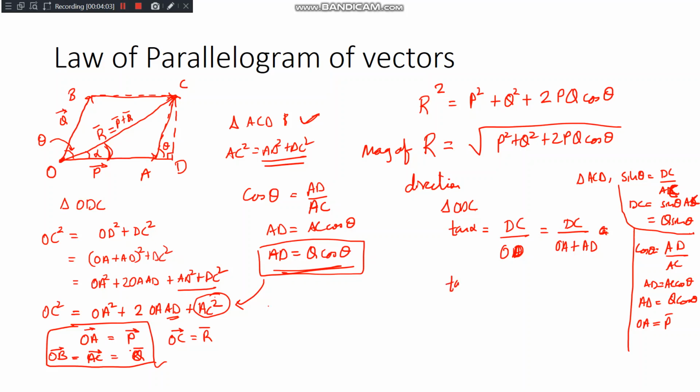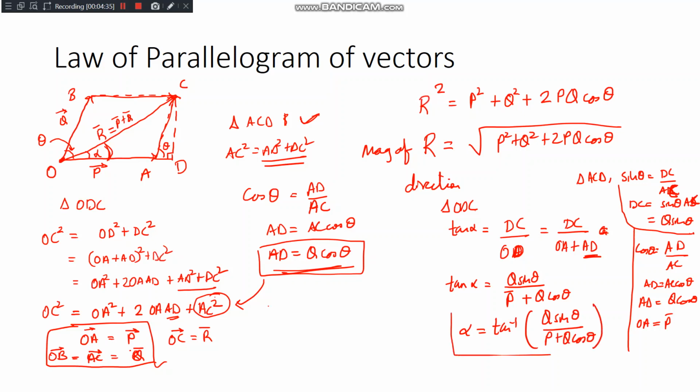So we will get tan alpha as DC की जगह पे we will write Q sin theta. OA की जगह पे we will write vector P, and instead of AD we will be writing Q cos theta. So this is the formula for tan alpha. If you want to find alpha, take tan on the other side, it will become tan inverse Q sin theta upon P plus Q cos theta. I hope you all understood this derivation.